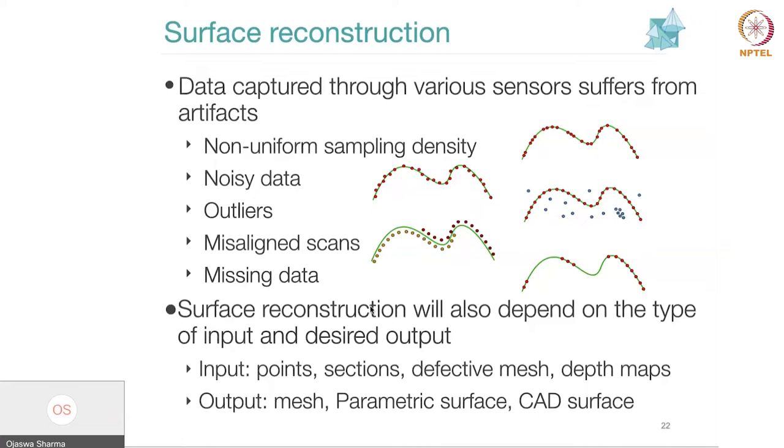Then there could be misaligned scans, because usually if it's a bigger object, you would want to scan it from multiple sides and merge those scans. That is, you capture points from one side, and then you capture from another side, and then another side. And then you would want to merge them, align them together. And this alignment can cause problems, because sometimes this alignment may not be perfect. And these misaligned scans will then result in overlapping points that may somewhat have a gap in between. Then there could be missing data. For example, there could be occlusions. So if I'm scanning something, there could be some occlusions that prevented me from scanning part of the shape. So these are all problems with data captured through various sensors.